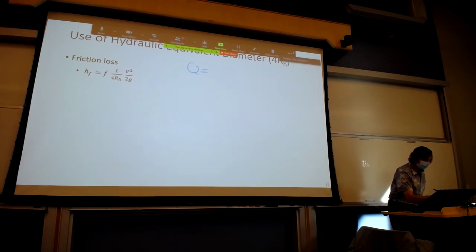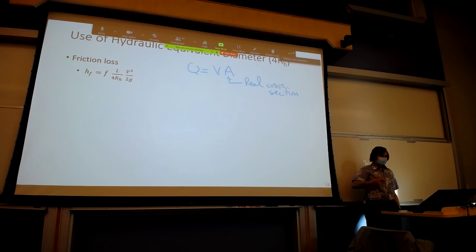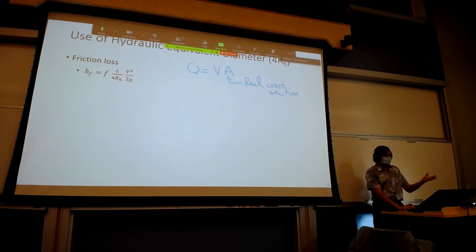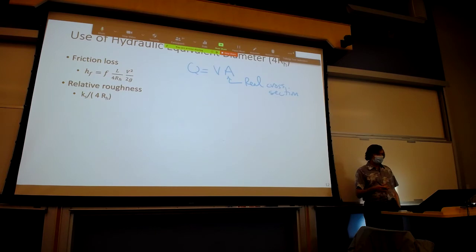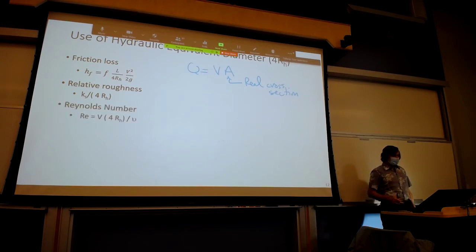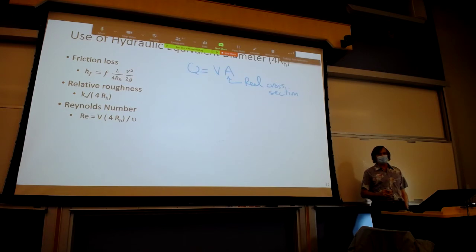Continuity is still the real cross-section. Average velocity times real cross-sectional area. But for friction loss, instead of the diameter, which the Moody diagram was built around, we're using 4 times the hydraulic radius. For relative roughness, instead of k_s over D, we use k_s over 4 times the hydraulic radius. And for the Reynolds number, it's velocity times 4 times the hydraulic radius over mu.